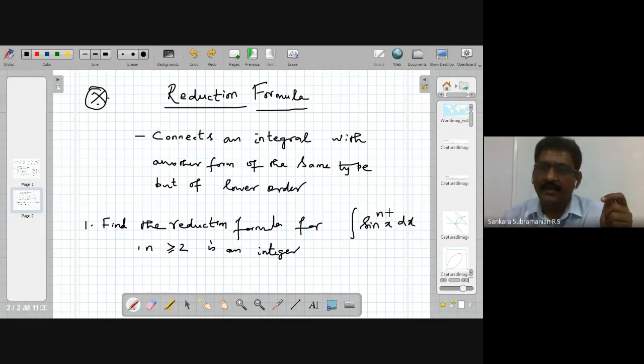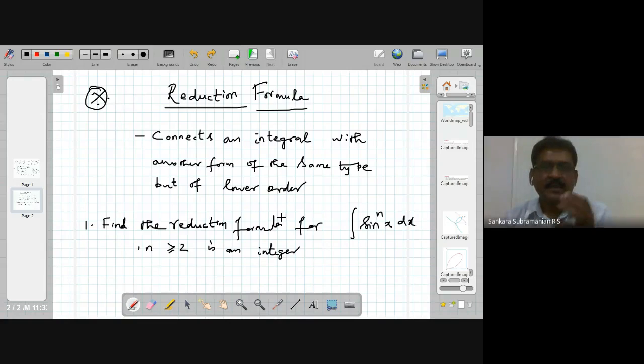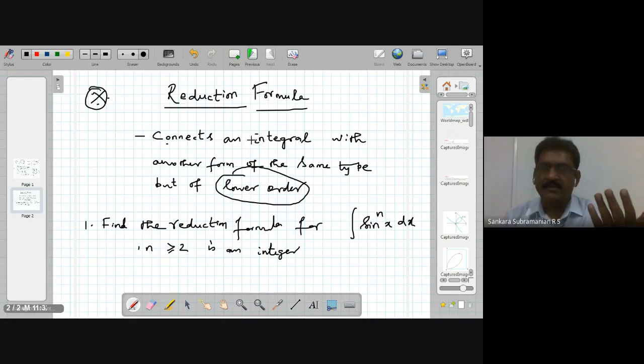Therefore, I need to find n in terms of its previous orders, n minus 1, n minus 2, n minus 3. So if I want to find the integration of sine power 5x dx, sometimes I may need sine cube, sine power 4, sine square, and thereby I can go for substitution and find a formula. Therefore, it connects an integral with another form of the same type, but of lower order. If this order is n, then on the right hand side I can write lower orders like n minus 1, n minus 2, n minus 3. Such a relation, we call a reduction formula.